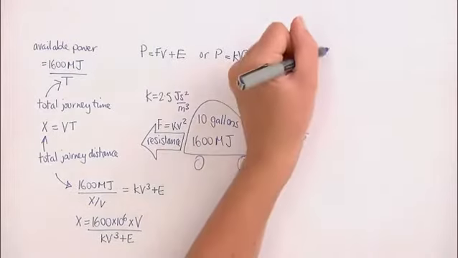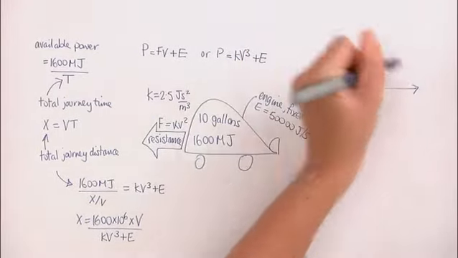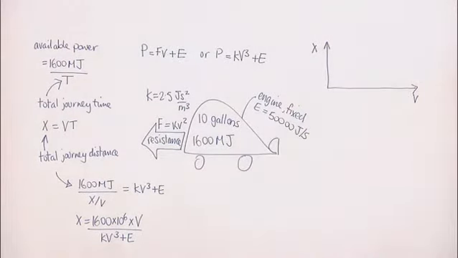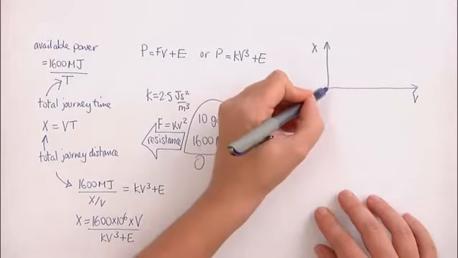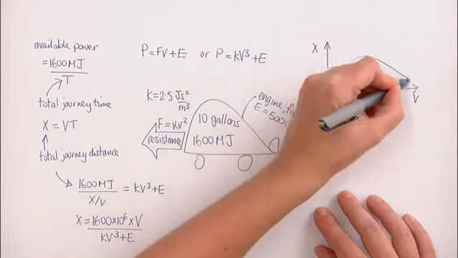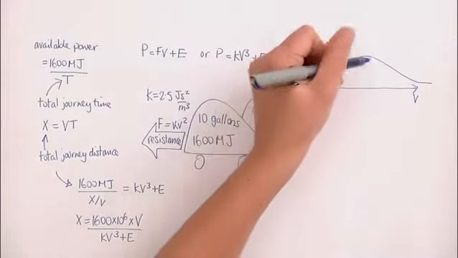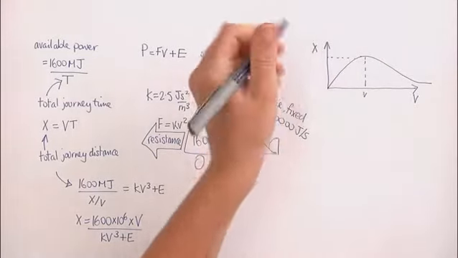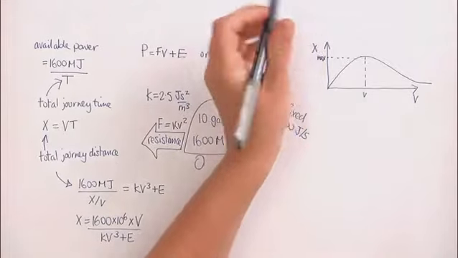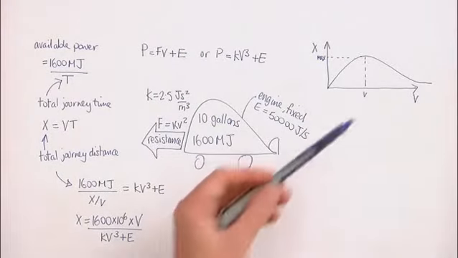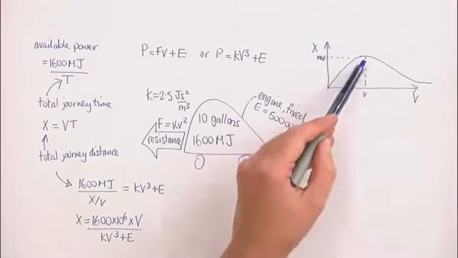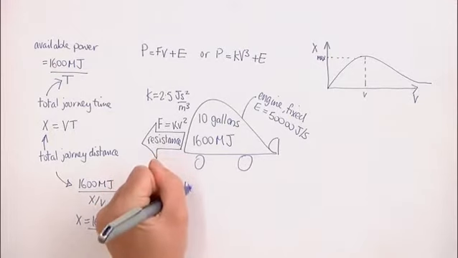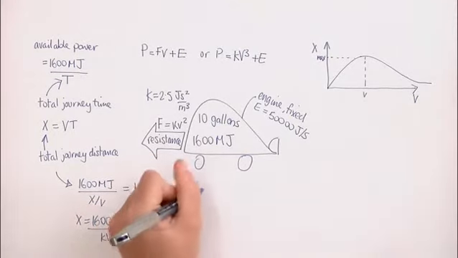So now we've got an expression for x in terms of v, and the graph of that looks something like this. If we plot v on the horizontal axis and x on the vertical axis, this expression looks like that, and you can see that we've got a value v for which we get a maximum distance. So how do we work out these two numbers? Well, we've got a maximum, a turning point. So what we need to do is differentiate x with respect to v and set it equal to 0.